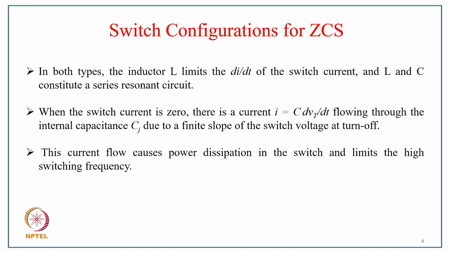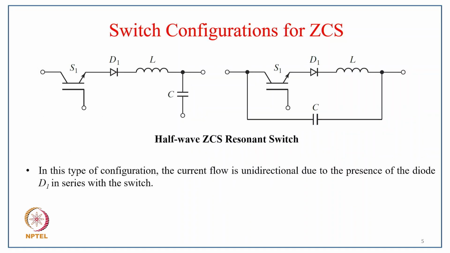So in both types, the inductor limits the di/dt of the switch current, and L and C constitute a series resonant circuit. And when the switch current is zero, there is a current I equal to C dV/dt flowing through the internal capacitance Cj due to the finite slope of the switch voltage at turn off, and the current flowing through causes power dissipation in the switch and limits the high switching frequency.